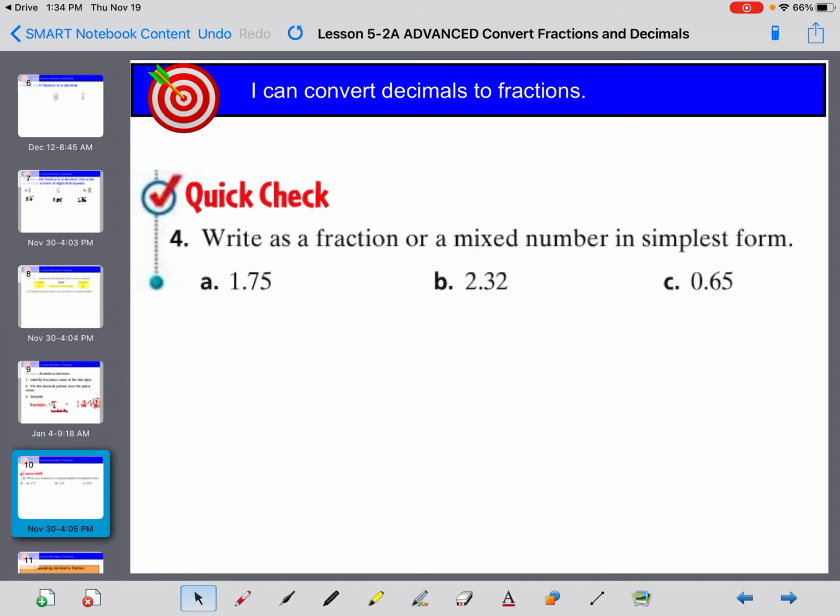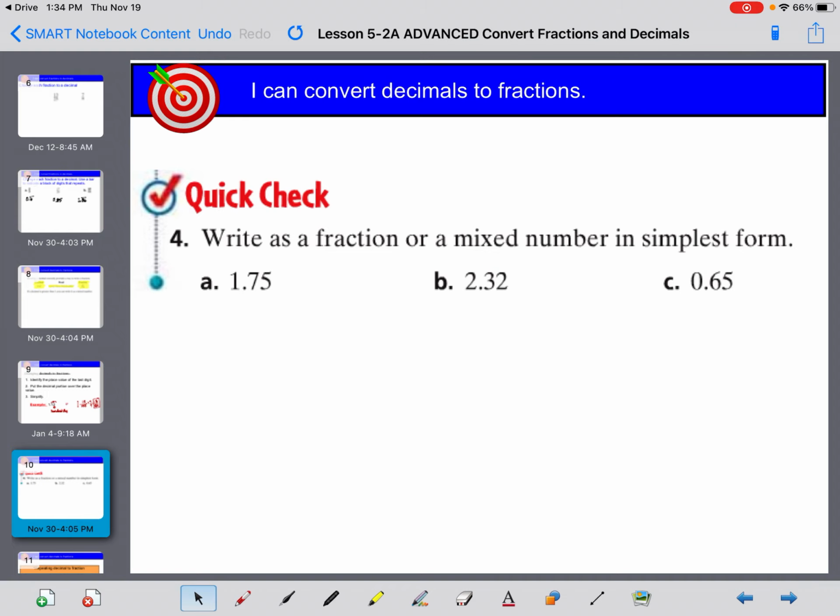In the first one, 1 and 75 hundredths, I get 1 and 75 over 100 because the 5 is in the hundredths place. When I reduce it, I divide both the numerator and the denominator by 25. And I'm left with 3/4, and the 1, the whole number, stays the same out in front.